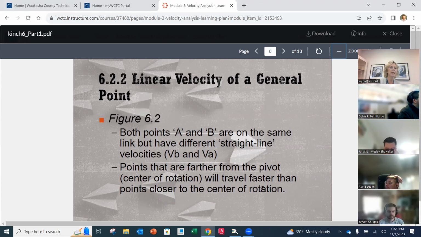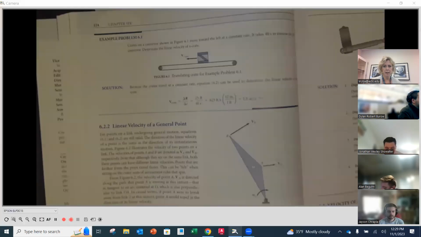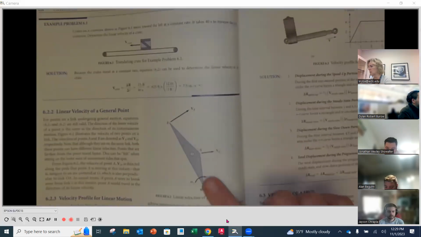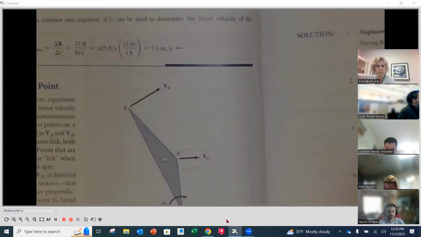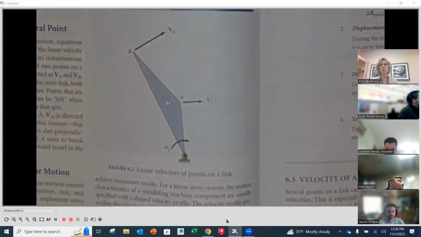But there's going to be what we call a linear component of the motion for each one of those points that are identified there. Now, the second statement here says the points that are further from the pivot or the center of rotation are going to actually travel faster linearly than points that are closer to the center of rotation. Okay, so let's take a peek at that figure. It's this figure right here, figure 6.2.